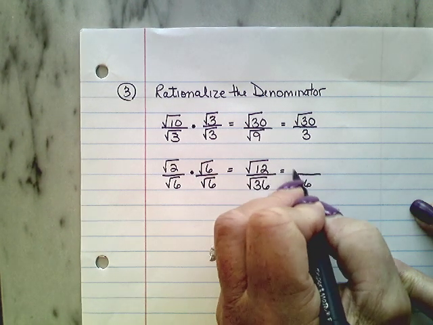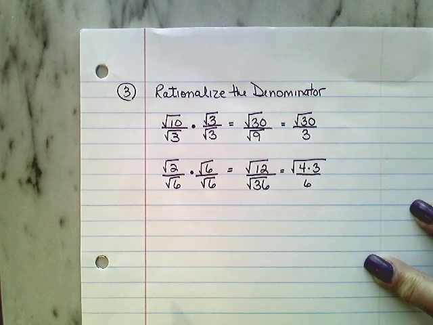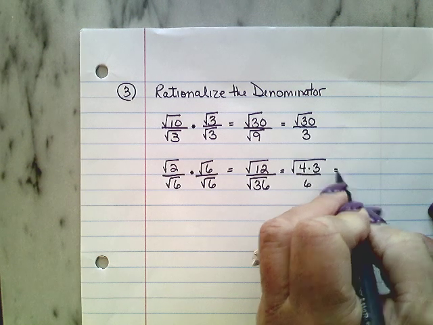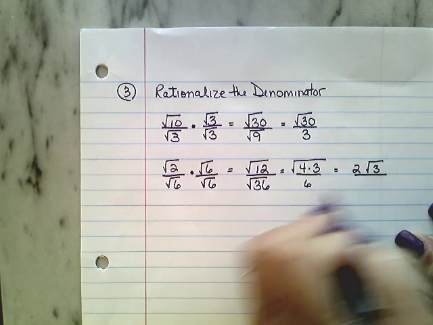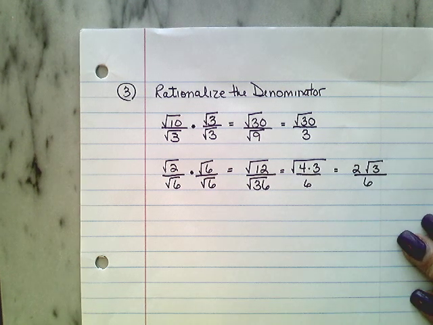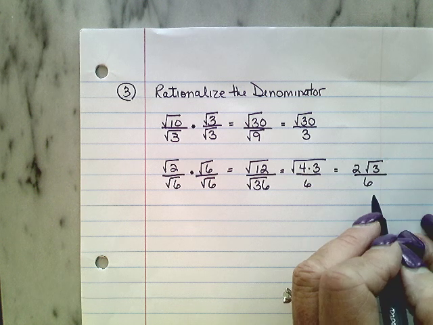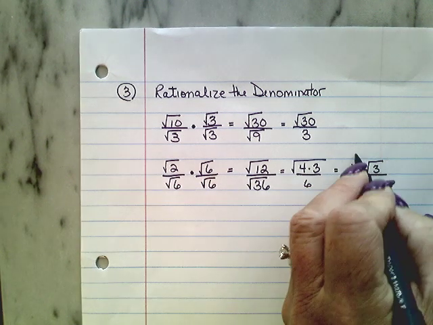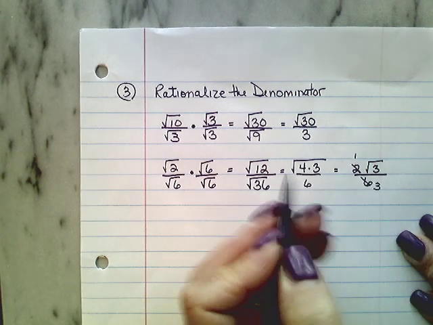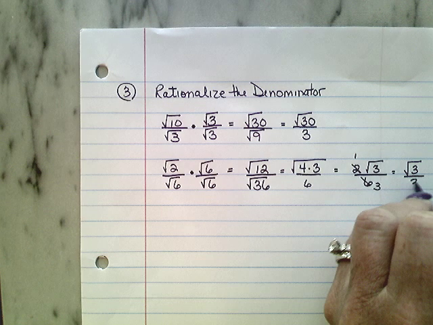Now I'm going to break down that square root of 12 because I know I can do 4 times 3. The square root of 4 is 2, and we keep the square root of 3. Now because 2 and 6 can't do anything with the 3, because one's a radical and one is a whole number, but I can go in this direction and simplify. So this becomes a 1 and this becomes a 3. So my final answer, square root of 3 over 3.